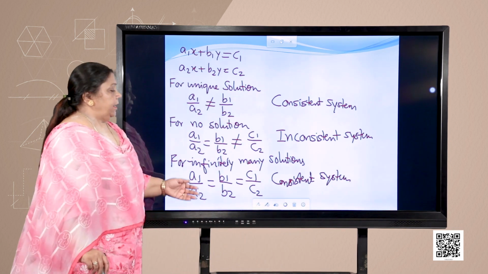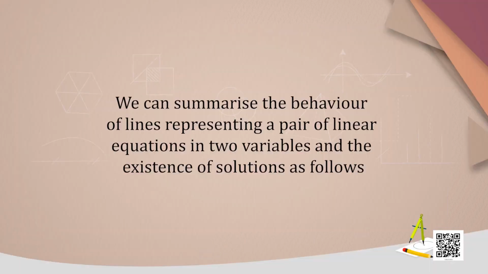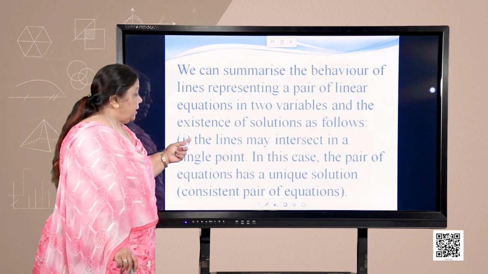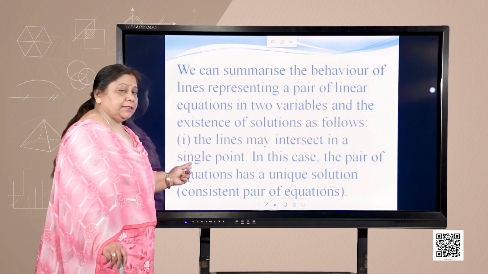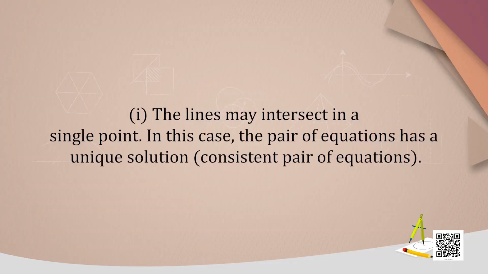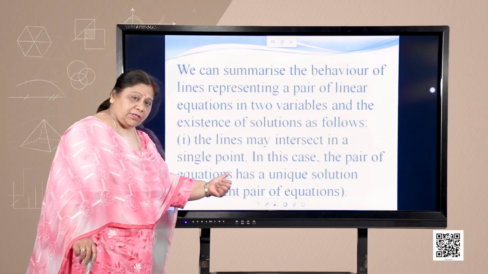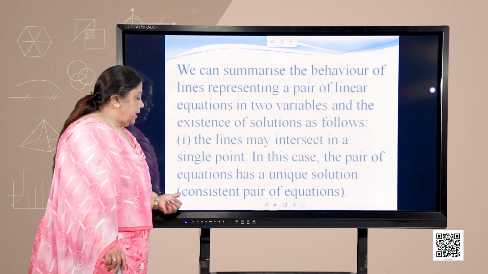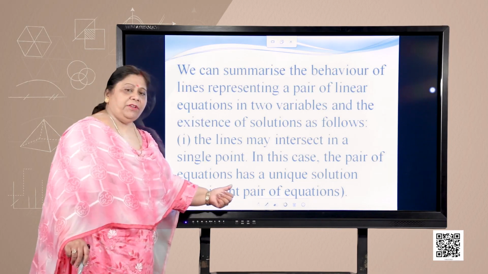So, now let us summarize. We can summarize the behavior of lines representing a pair of linear equations in two variables and the existence of solutions as follows. The lines may intersect in a single point. In this case, the pair of linear equations has a unique solution, as we have just discussed, and is said to be a consistent pair of equations.